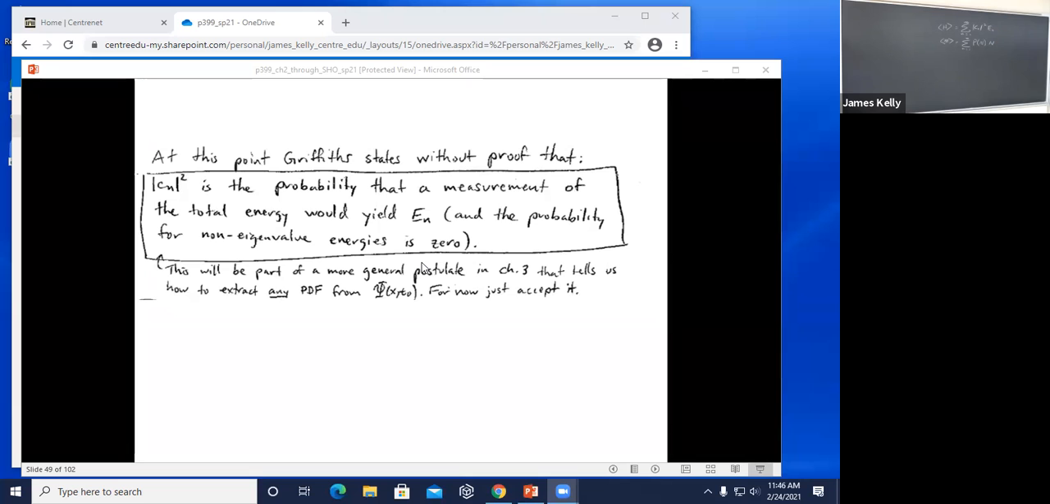This you can't prove yet, and we're going to introduce it as a more general postulate in chapter 3. This is a little bit out of order of the notes, but it's on an adjacent page there. But it's really telling us, if you can expand your initial state wave function as a linear combination of definite energy functions, this tells what the probability is of an energy measurement as a function of energy.